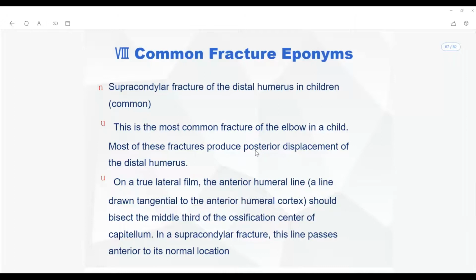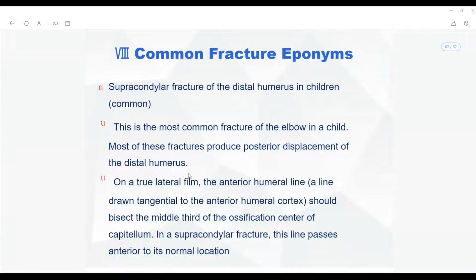Then the other very, very important fractures that you have to remember are two in nature. Okay, they are the supracondylar fractures of the distal humerus in children. Distal humerus is the far end of the humerus. Okay, these are very, very important fractures that you should learn, because they are very, very common in children, because a child is likely to fall down on their elbow. Okay, and they will cause posterior displacement of the humerus.